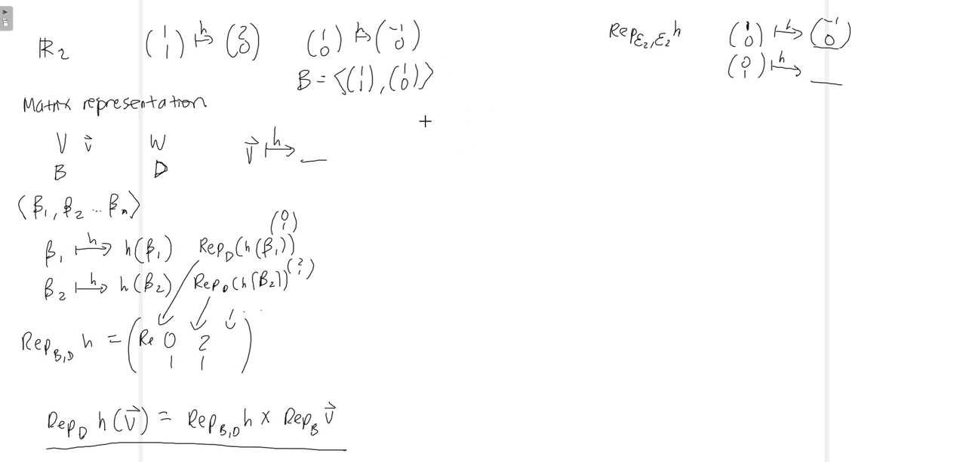So we can write the representation of (0, 1) with respect to B. This can be (1, -1). If you take one of these and then subtract one of these, we'll get (0, 1) here. Okay, so that gives us this part.